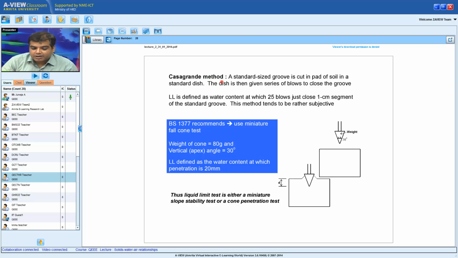In order to determine the liquid limit, the first method is by Casagrande. The Casagrande method is very popular. Our Indian standard recommends this method.